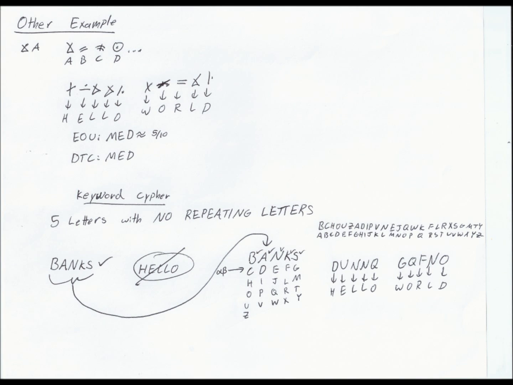Other examples are if you make your own symbols, so antenna triangle is A, 2 slashes is B, 2 arcs with a line through it is C, circle dot is D, etc.